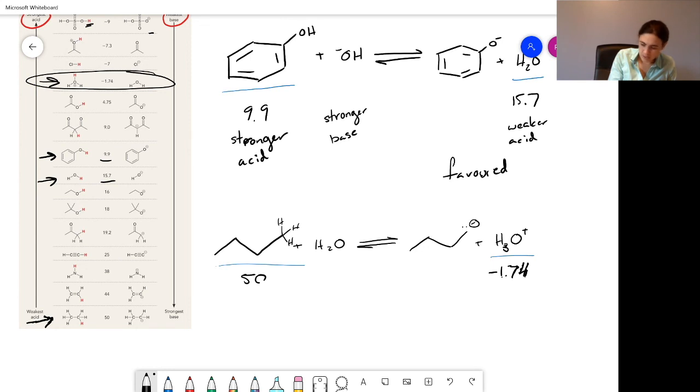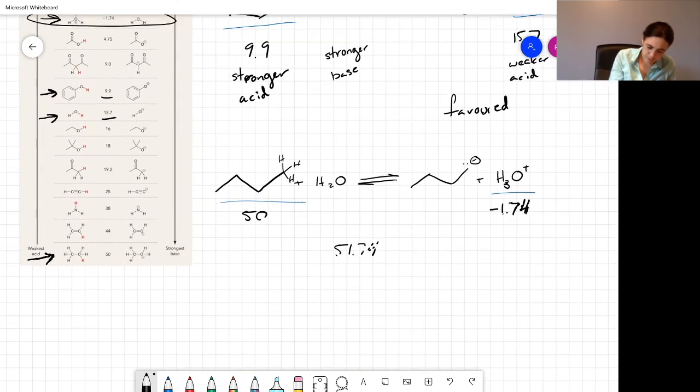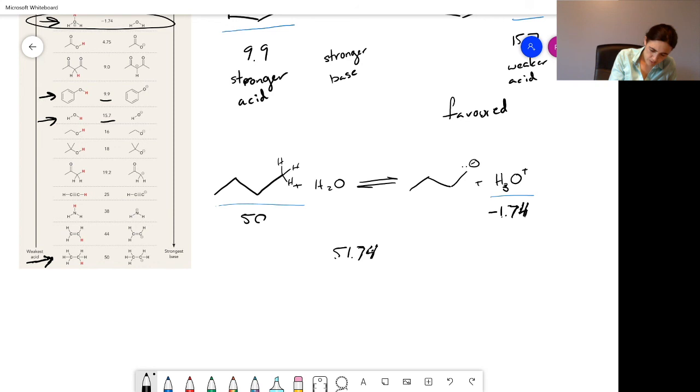Right, so the difference here is massive. We have a 51.74 pKa unit difference. Which means that this really isn't an equilibrium. Almost all of the molecules will sit in the reactant form. Because remember, when we're dealing with pKa units, every unit is an order of magnitude. So the majority, not all of the molecules, will sit as the alkane in water. And if you think about it, if you just mix an alkane in water, you're not expecting it to form a carbanion.